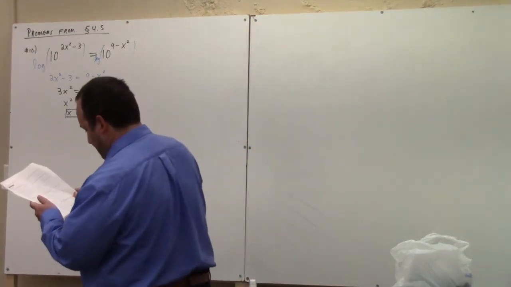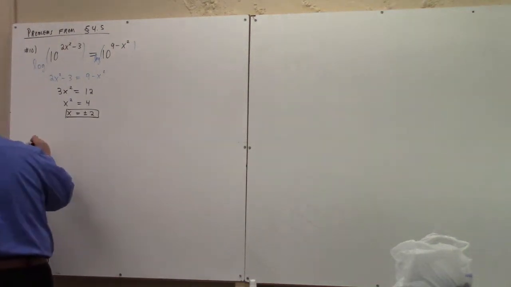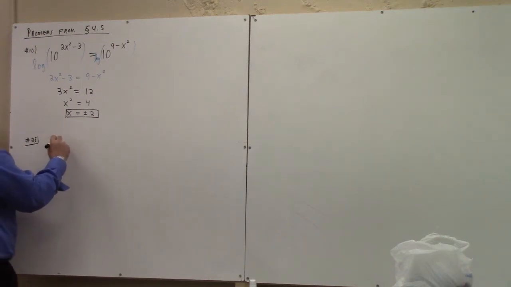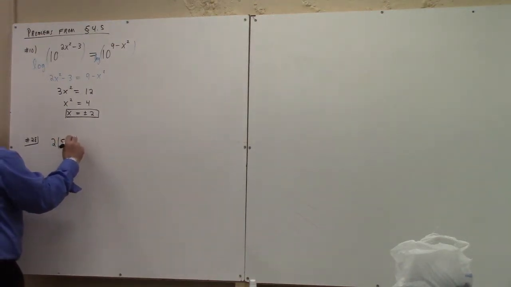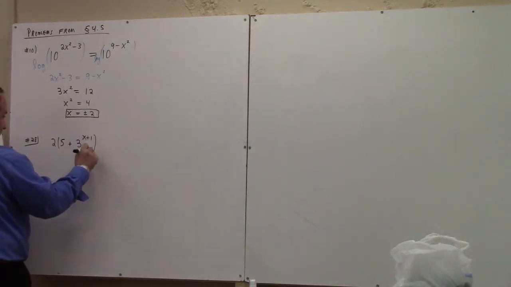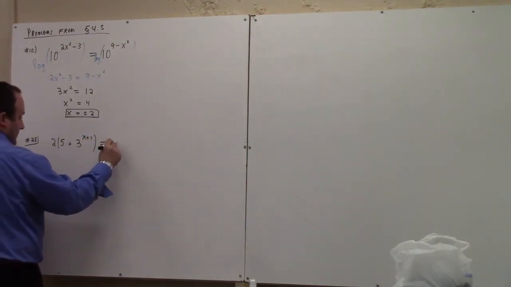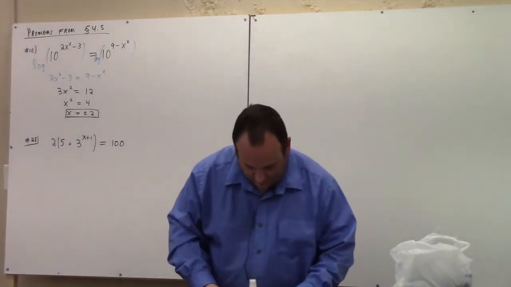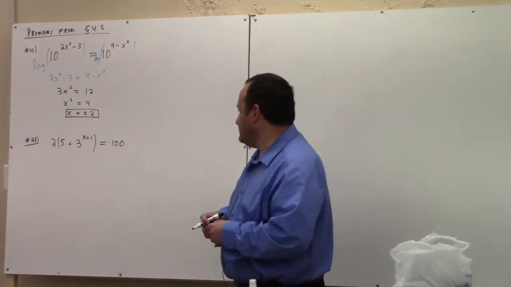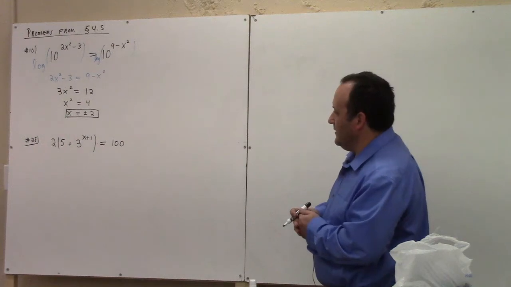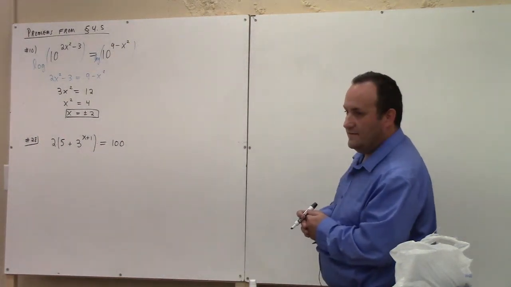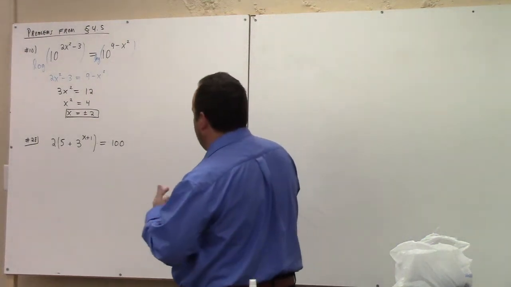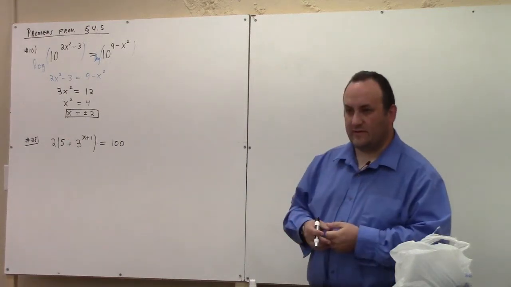Forge ahead here, let me do a different one. I'll do number 28. 2 times 5 plus 3 to the x plus 1 equal to 100. So for every one of these, the instruction is to solve the equation, okay? So what I need to do here is to isolate the exponential, right? That's pretty much the goal. Once I've isolated the exponential, then I can take a logarithm of it and solve it.